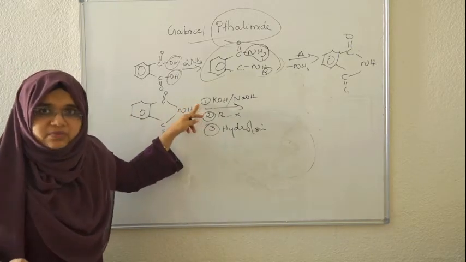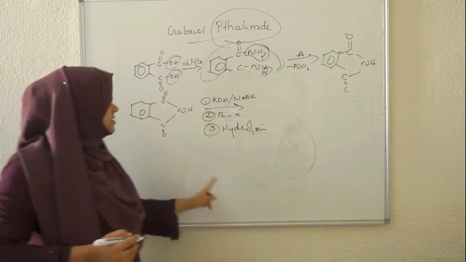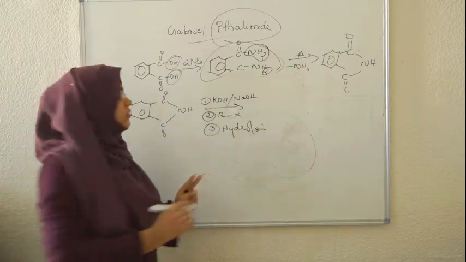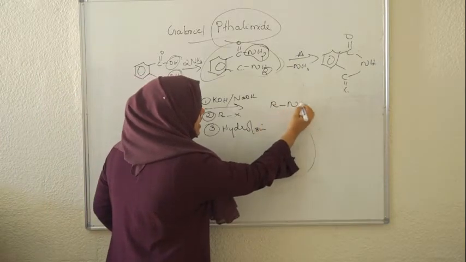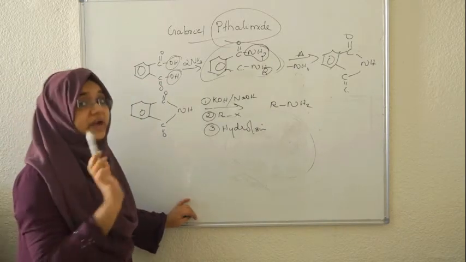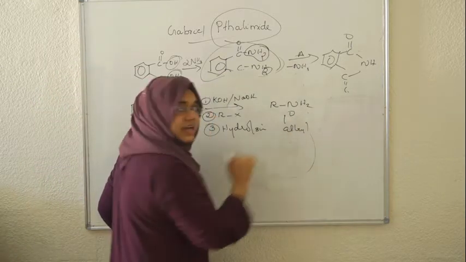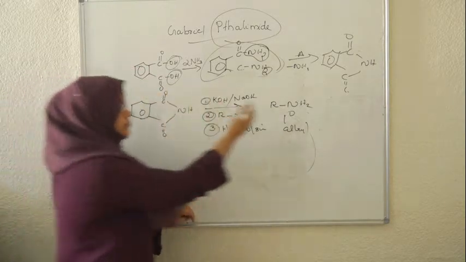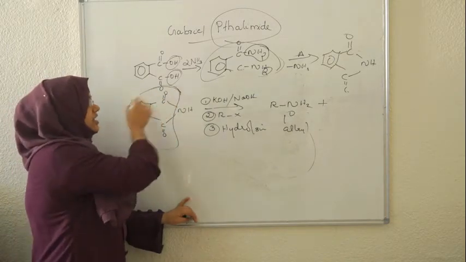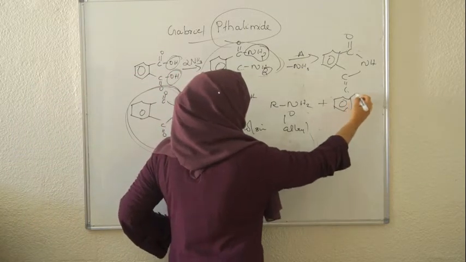So these three steps are the essential ones. We need to provide a basic medium, then we need to give an alkyl halide, then we need to do hydrolysis. So let's see what is the product. After that I will say the mechanism. So first the product we get is RNH2. Okay, what is this? This is a primary amine, a primary alkyl amine. Then we also get a salt of phthalic acid.